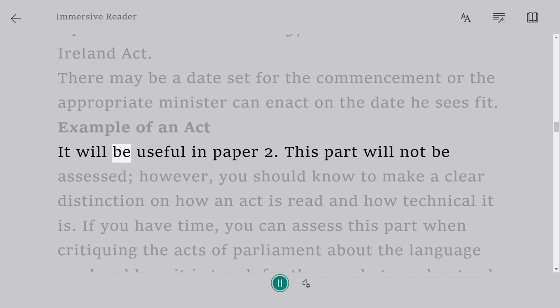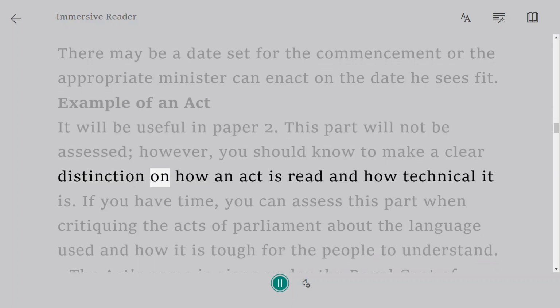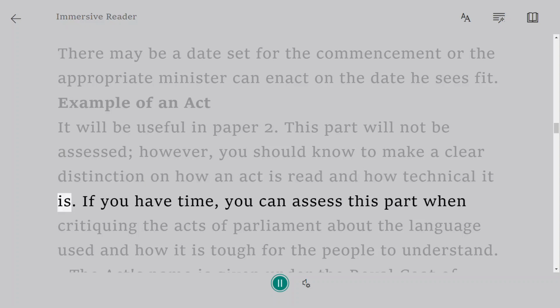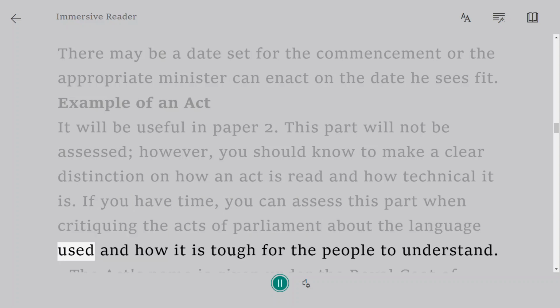It will be useful in the paper too. This part will not be assessed, however. You should know how to make a clear distinction on how an act is read and how technical it is. If you have time, you can assess this part when critiquing the Acts of Parliament about the language used and how tough it is for people to understand.